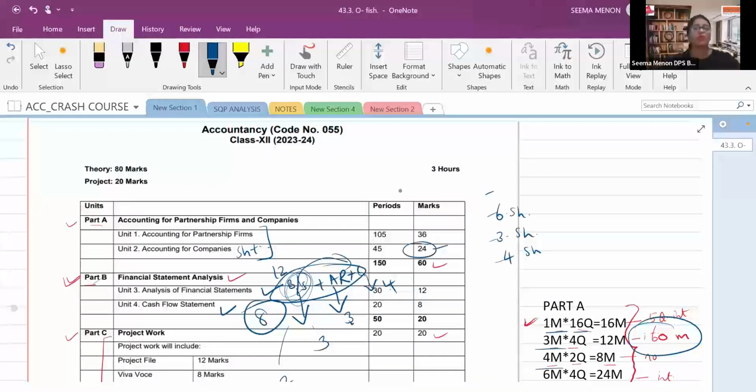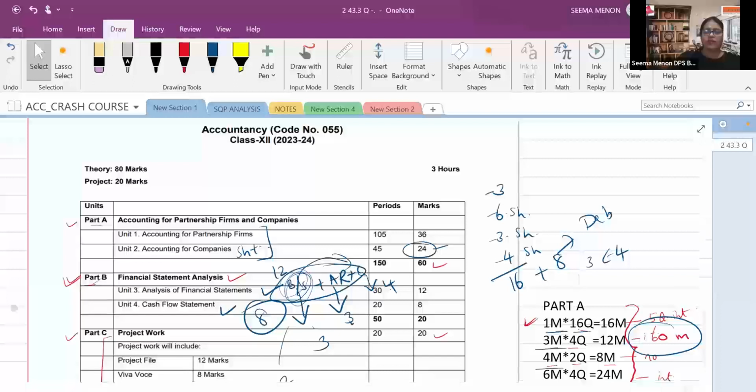Sometimes it will be 3 MCQ also, because the total is 24. So here if I take 3, then it comes automatically, you can also see 16. Then the remaining questions are from the debenture chapter. In the debenture chapter, 1 question is a 4 marker question. Then after that, 3 MCQ. That's all. Then comes the partnership firm.